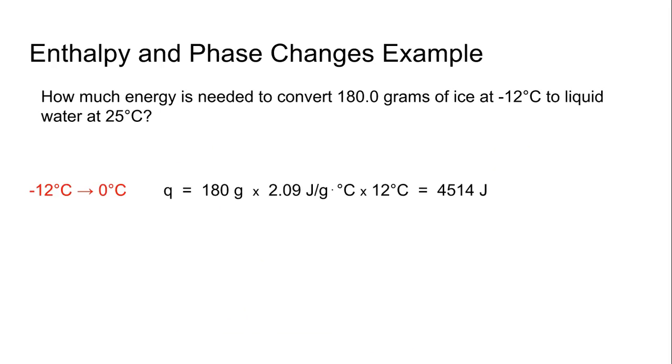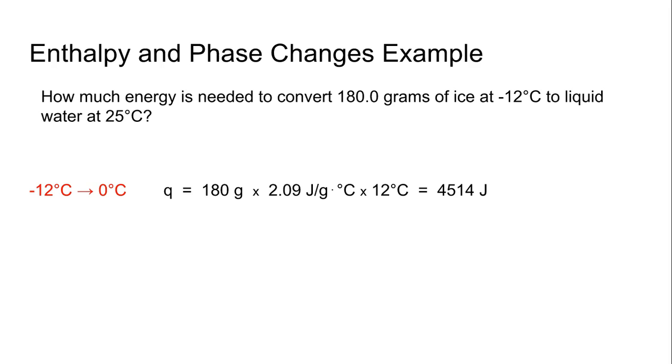From negative 12 to 0 degrees Celsius, we are raising the temperature of ice. So we use Q equals mC delta T, where the mass is 180 grams, the specific heat of ice is 2.09 joules per gram degrees Celsius, and our change in temperature is 12 degrees Celsius, giving us a total amount of heat needed to raise that temperature of 4,514 joules.